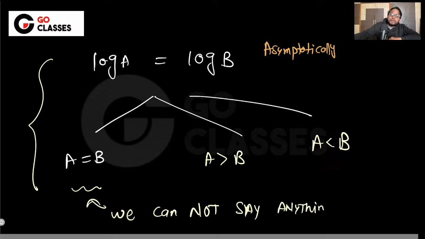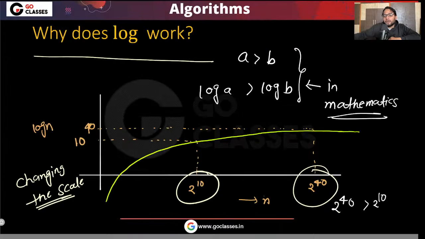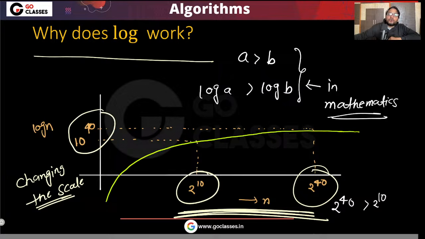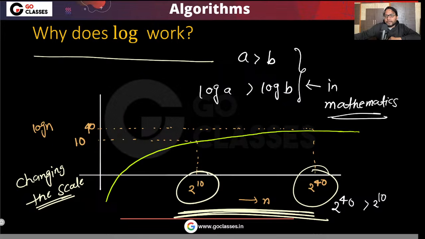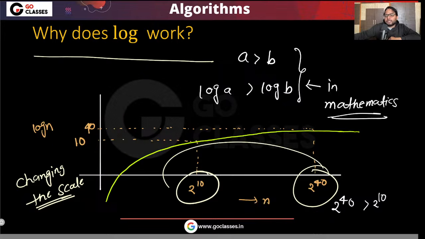Why? Because it might be the case that both are equal. Earlier they might be too far apart, right? Now they are so close that asymptotically they become equal. But if asymptotically they are becoming equal, it doesn't mean that earlier also they were equal.